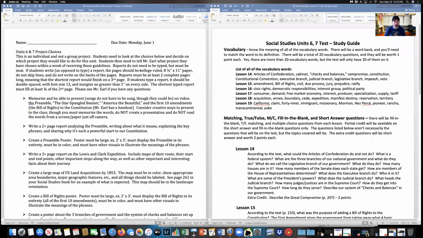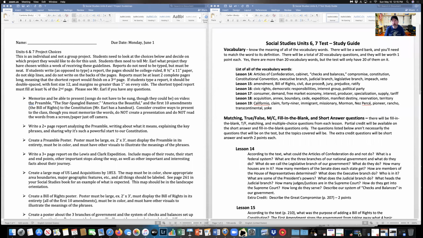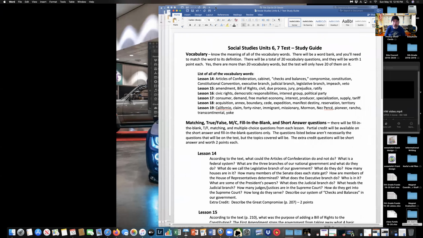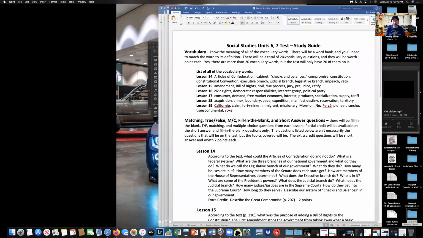Okay, so let me share my screen. First thing, let's look over here on the right. I know you might be distracted by the project, but let's look on the right. Maybe I should just minimize that. Let's do that. Okay, so here we go.